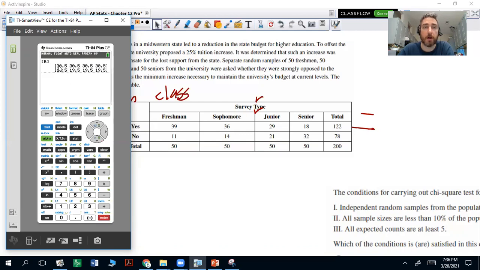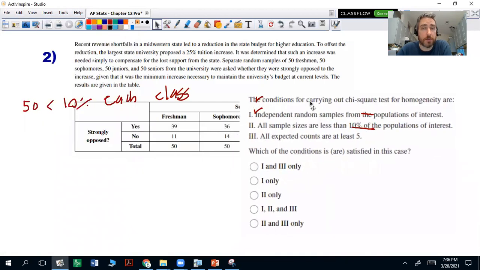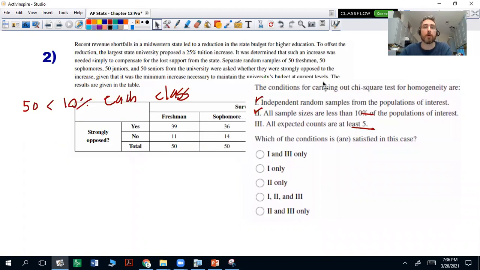So we expect all the yeses to be 30.5, and we expect all the nos to be 19.5. Since they are all greater than or equal to 5, we've met all three conditions. So we know all three conditions are met, and we can do this test.